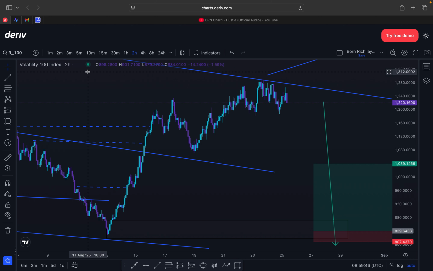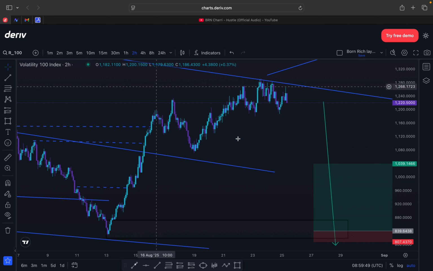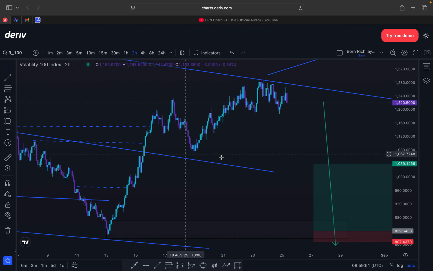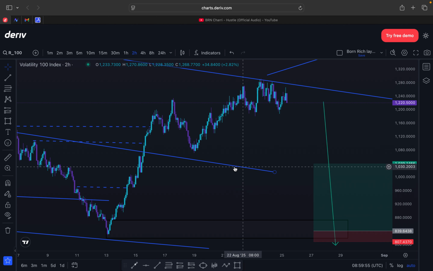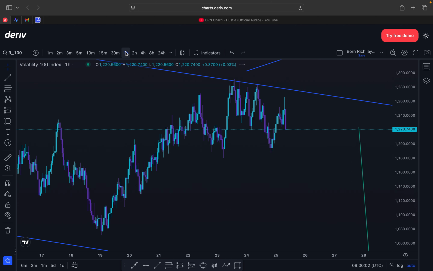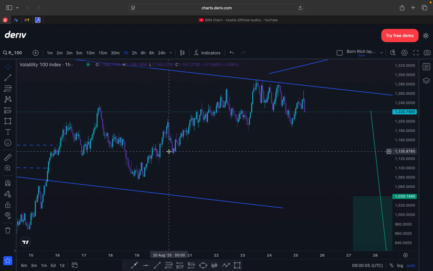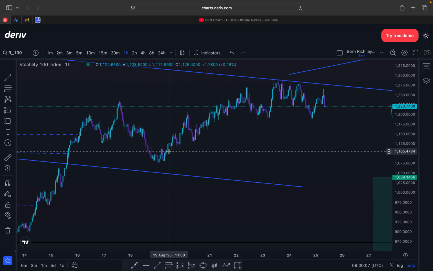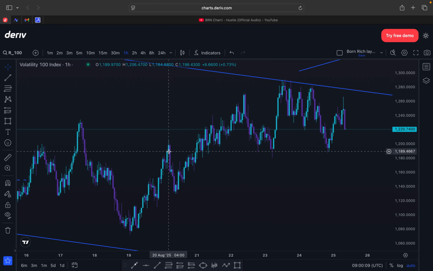So we are looking for possible short-term buys if the market should retrace to retest this second trend line. So let's go down to the 1 hour. On the 1 hour, we can see an order block.